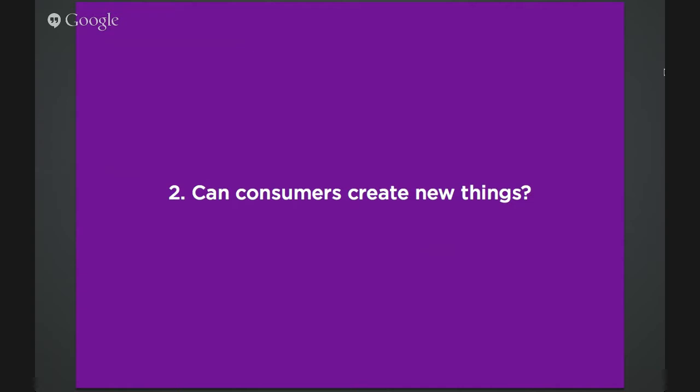The next question that I received is very well understandable, and let me explain my answer to it. The question is, can consumers create new things? I can understand this question since I'm saying that the design system helps to have a dialogue with the customers and design based on the needs and the desires of them.